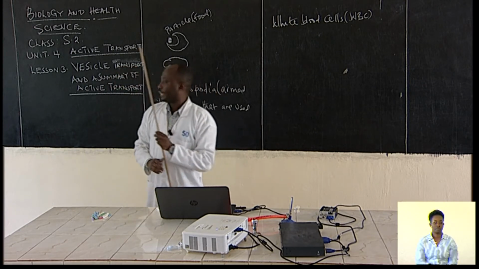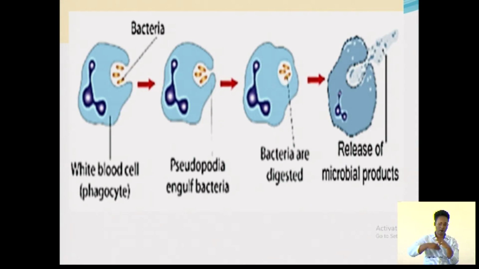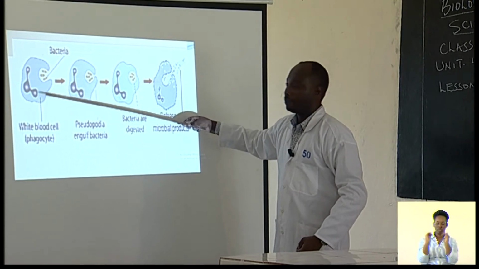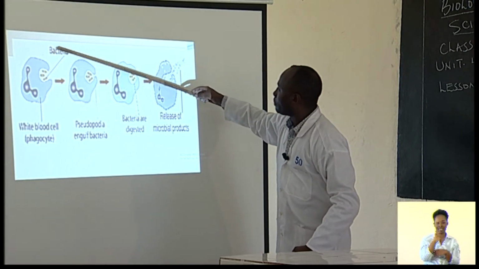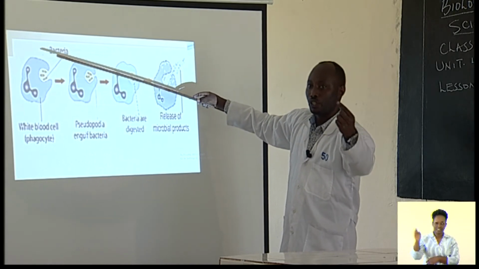Let's go to the diagram that shows the process of surrounding and engulfing soiled particles. Here I have a very good diagram. The diagram is showing the structure of a white blood cell. These are the bacteria. They are outside. They need to be taken from outside to inside.